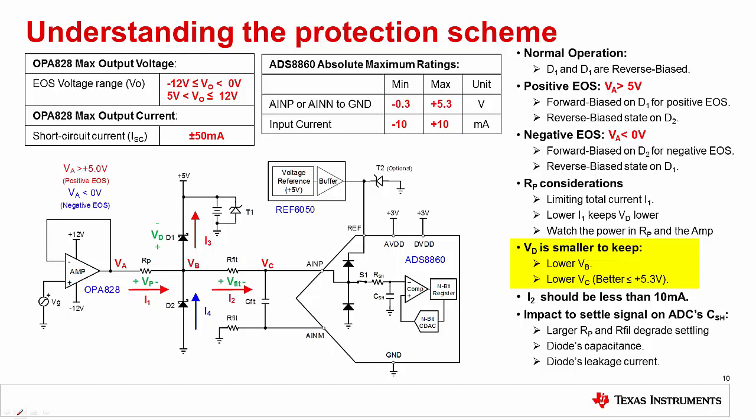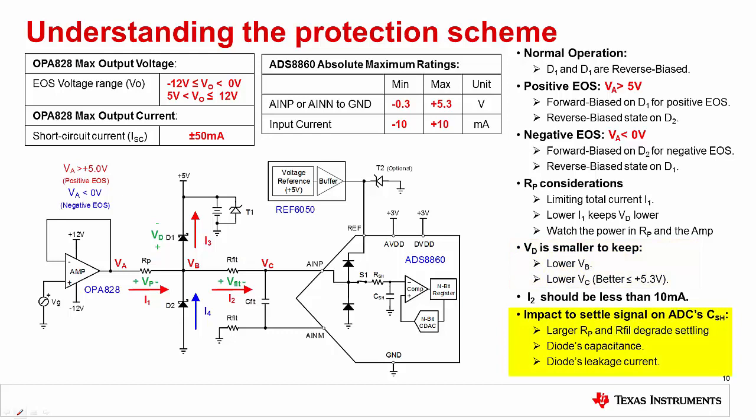Keeping VD below 0.3 volts will help keep VB and VC below 5.3 volts. If VC is kept below 5.3 volts, then the internal ESD diode will not turn on and we will not violate the absolute maximum voltage specifications. If VB increases beyond 5.3 volts, then the ESD diode will turn on, and this is where it is important to choose an R-filter resistor that will keep the input current below 10 milliamps.